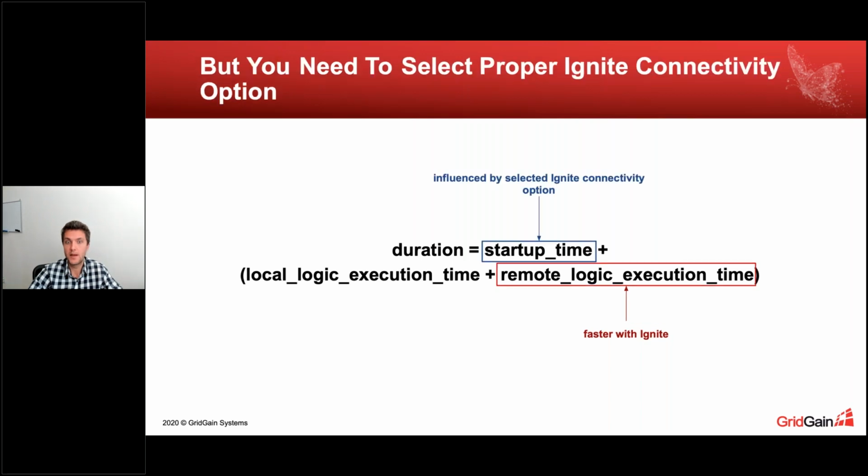But at the same time, Ignite comes with many connectivity options. We have thick clients, we have thin clients, we have the REST protocol, we have JDBC and ODBC drivers, and depending on the connectivity type you choose, your startup time can go up and down. In the following section, we are going to review the primary connectivity options of Ignite, and I will share with you some suggestions on which one to go for with serverless applications.